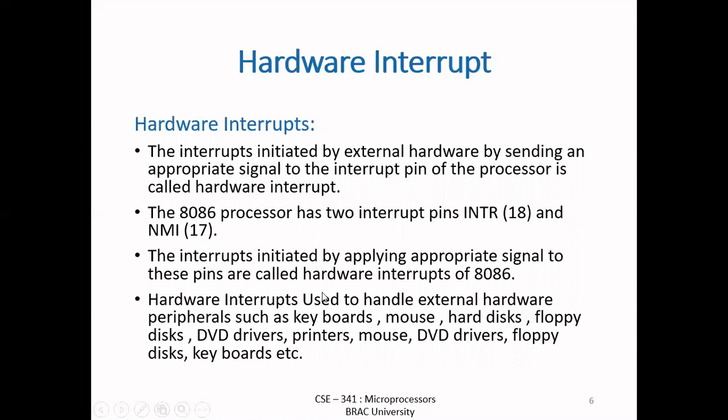Hardware interrupts are used to handle external hardware peripherals such as keyboard, mouse, hard disk, floppy disk, DVD drives, printers, etc. For example, every keystroke of the keyboard generates an interrupt signal, right? Interrupts can also be generated by other devices to indicate that some event has occurred. Suppose when you give a print command, the printer sends an acknowledgement to the CPU, it indicates that some event has occurred there. These are called hardware interrupts.